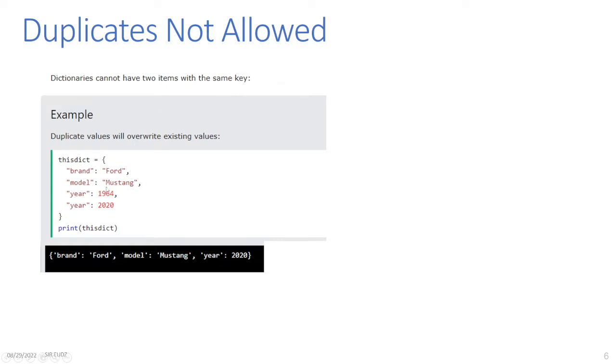Duplicates are not allowed. Dictionaries cannot have two items with the same key. Just like in this example, this dic equals brand, model, but we have here two years, year 1964 and then year 2020. So it will just disregard the other item. If we print this dictionary, it will print brand Ford, model Mustang, then year 2020, because again, duplicates are not allowed in a dictionary.